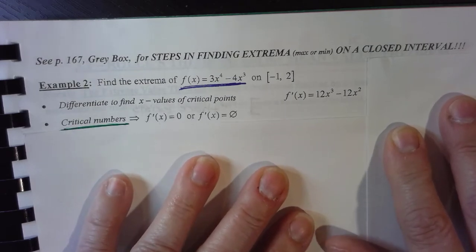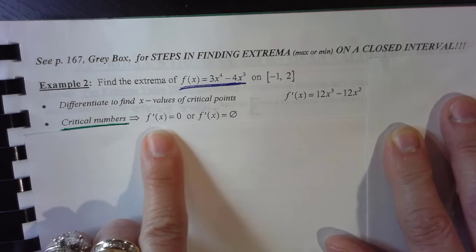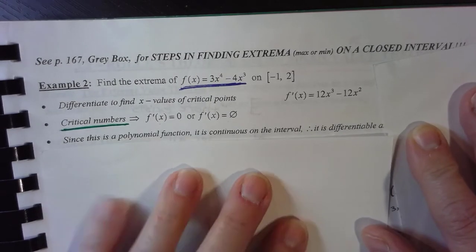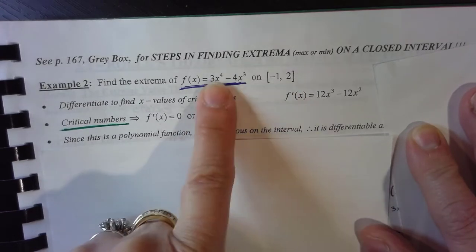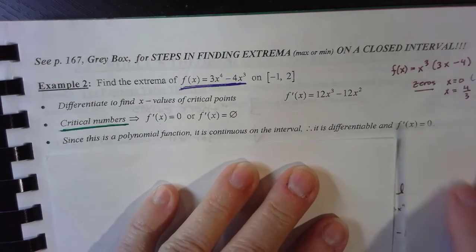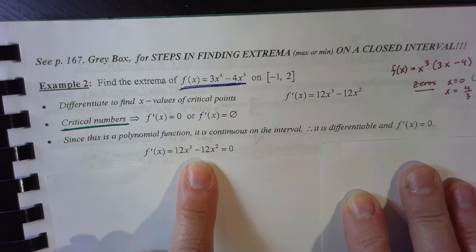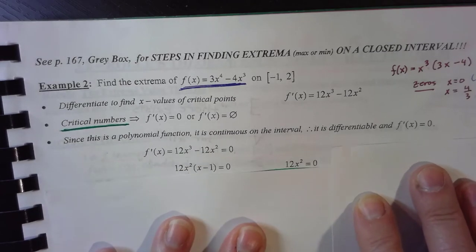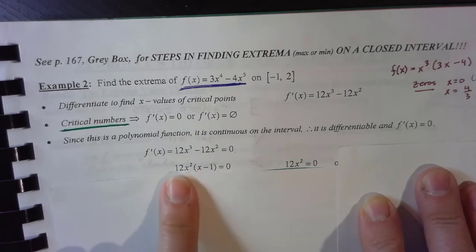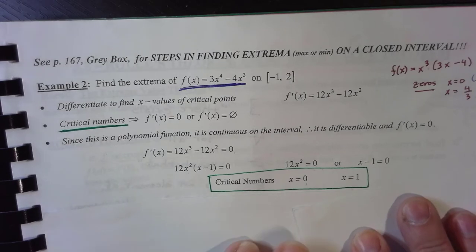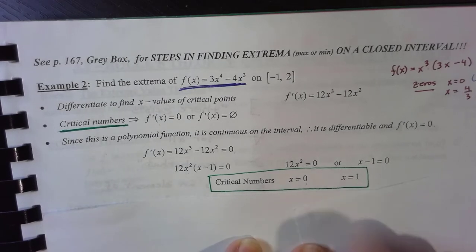Now our critical numbers are going to happen where the derivative is 0 or undefined. Since it's a polynomial function, it is continuous on the interval, so it's differentiable, and we will be able to find a place where f prime of x equals 0. Taking our derivative, setting it equal to 0, and doing the necessary algebra, we can factor a 12x squared out of here, and I get 12x squared equals 0, or x minus 1 equals 0. My critical numbers are at x equals 0 and x equals 1.